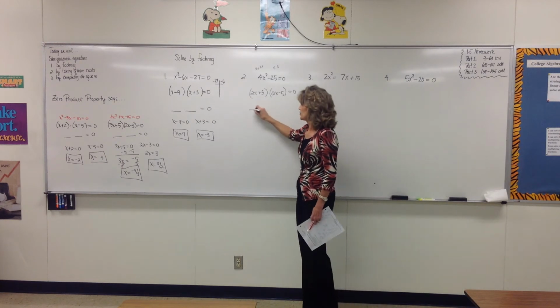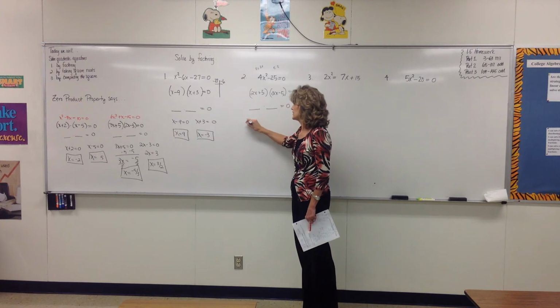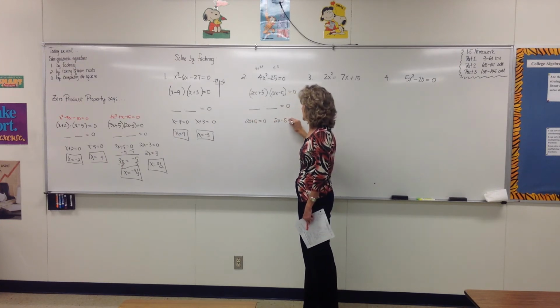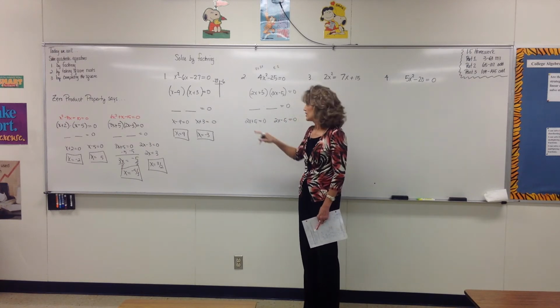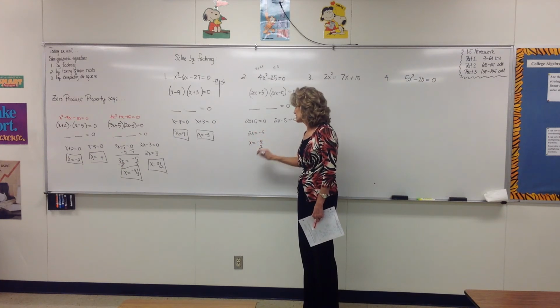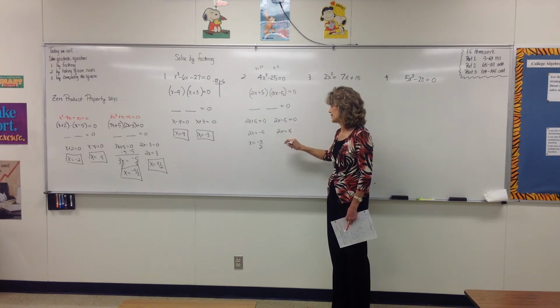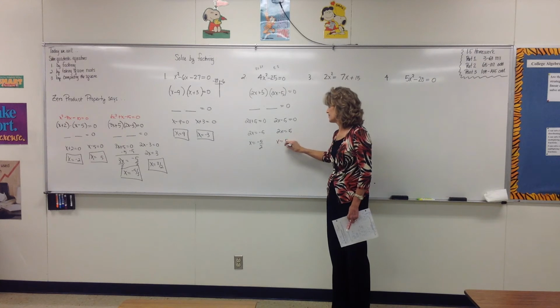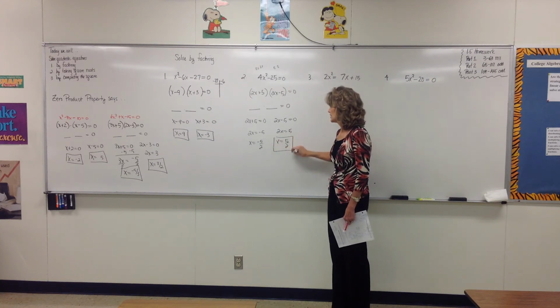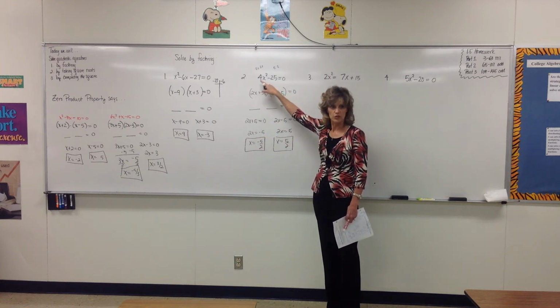And the zero product property says if these two factors multiply to equal 0, the only way that happens is 2x plus 5 is 0, or 2x minus 5 is 0. If we subtract 5 from both sides, 2x equals -5, x equals -5 halves. If we add 5 to both sides, 2x equals +5, x equals +5 halves. So we found two values of x that we could plug into this equation that will cause it to equal 0.